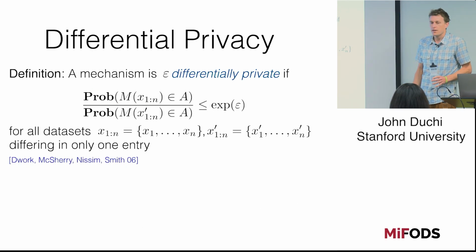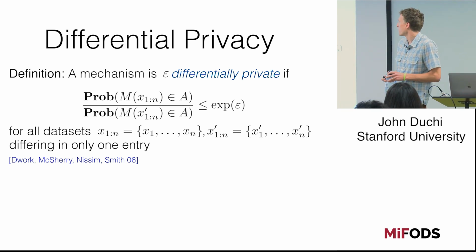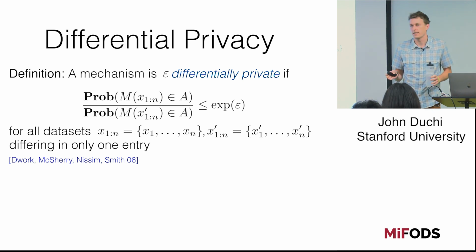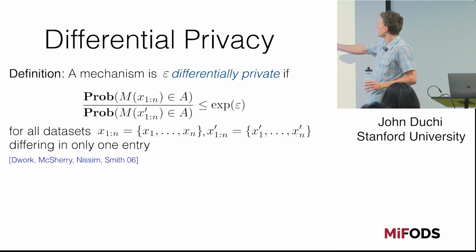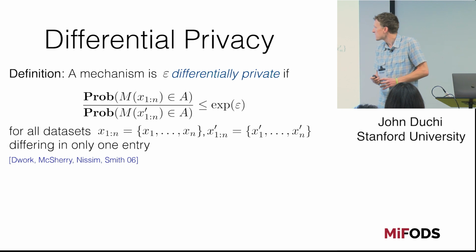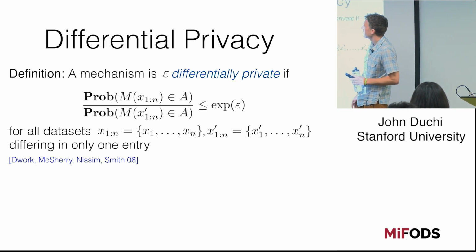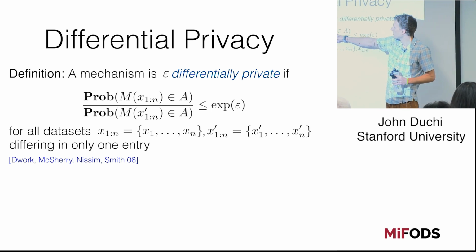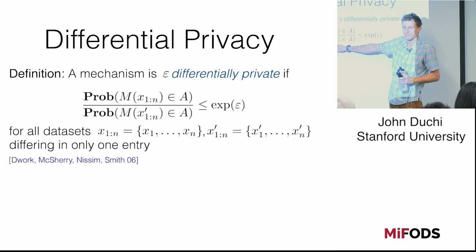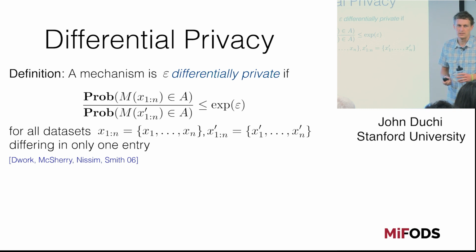Okay, so the cool thing is that in 2006, Cynthia Dwork, Frank McSherry, Kobbi Nissim, and Adam Smith provided a definition which we call differential privacy. Many of you have probably seen this, but it says that a mechanism M is epsilon differentially private if, for any pair of data sets that differ in only one entry, the probability that the output of the mechanism belongs to some set A, whether you applied it to data set 1 or data set 2, the ratio of these probabilities is less than e to the epsilon.